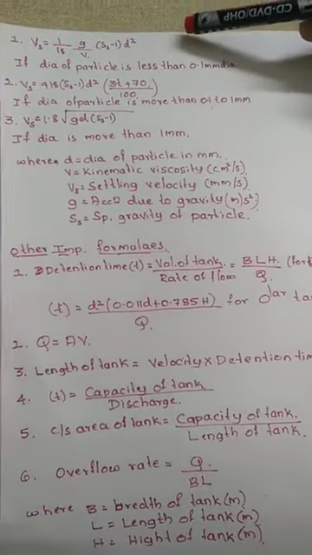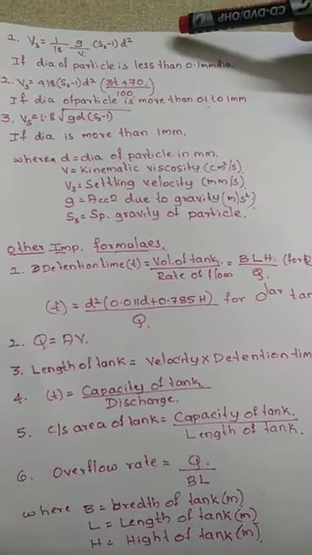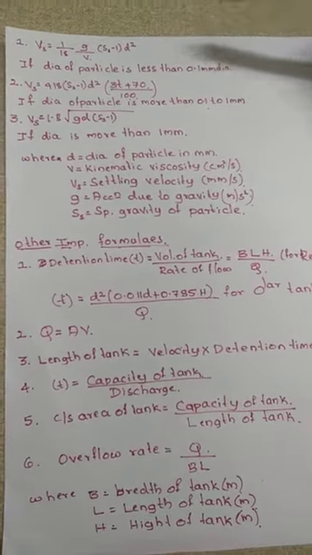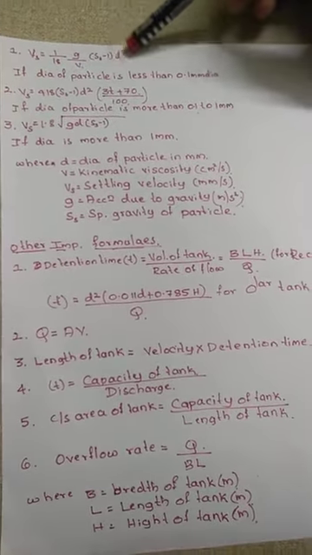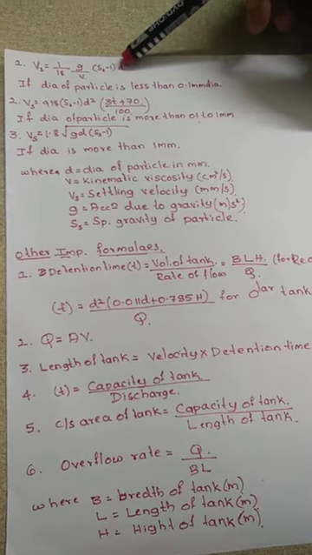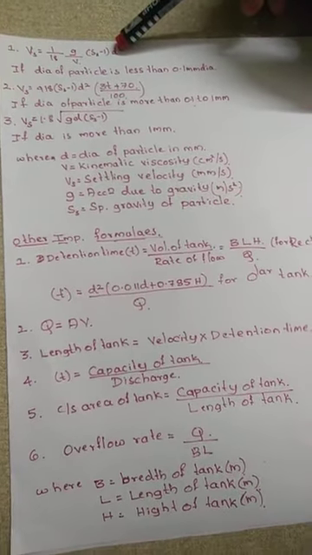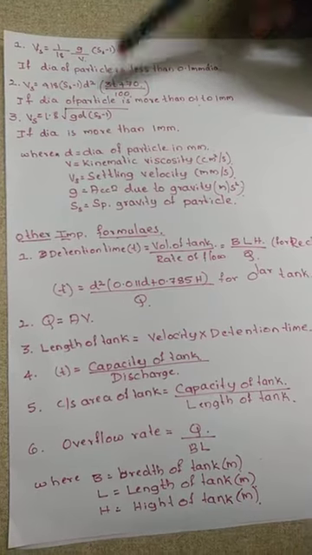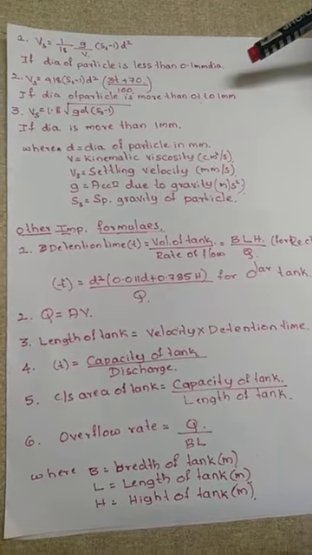Good afternoon, everyone. In the last class, we discussed the formulas for determining the settling velocity. It depends mainly on the diameter of the particle, that is small d. It is also associated with some other factors such as viscosity and temperature. These are some of the important points which we discussed in the last class.